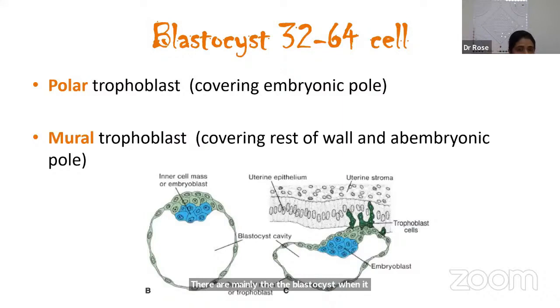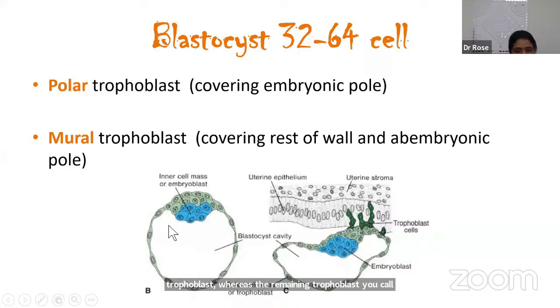When it becomes a blastocyst, the trophoblast will be modified into two: one is polar trophoblast and the other one is mural trophoblast. Where will you call it as polar trophoblast? The trophoblast which is actually covering the embryonic pole. So this is the future embryo, the inner cell mass. The trophoblast covering the embryonic pole is known as the polar trophoblast, whereas the remaining trophoblast, you call it as mural trophoblast.